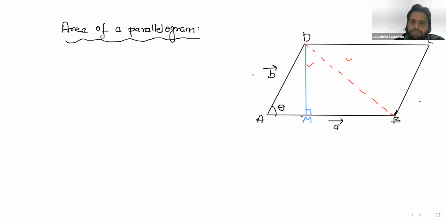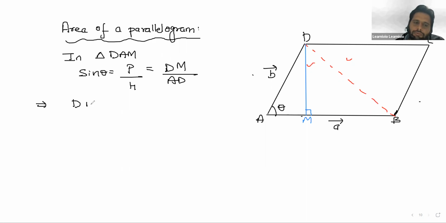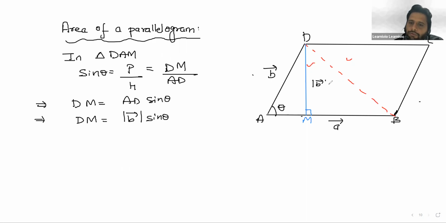Let this be M. Now in triangle DAM, sine theta is equal to perpendicular by hypotenuse. Perpendicular is DM, by hypotenuse. The hypotenuse here is AD. So DM is equal to AD into sine theta. What is AD? AD is vector B magnitude. So DM is the magnitude of B into sine theta.